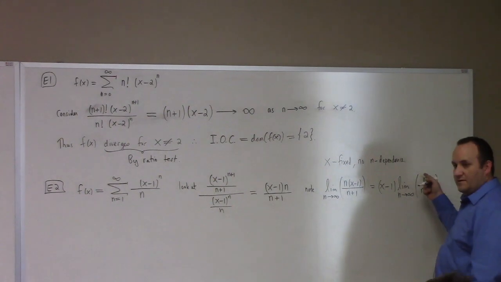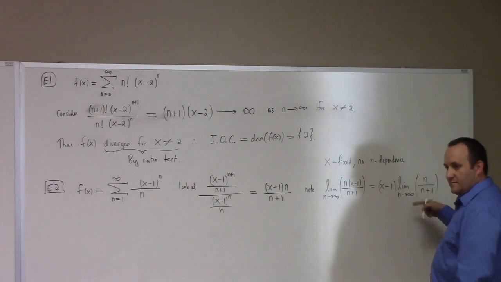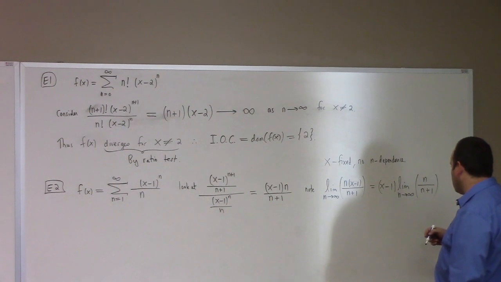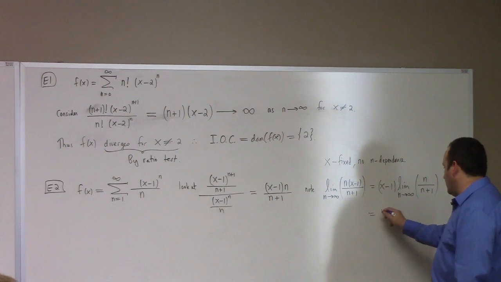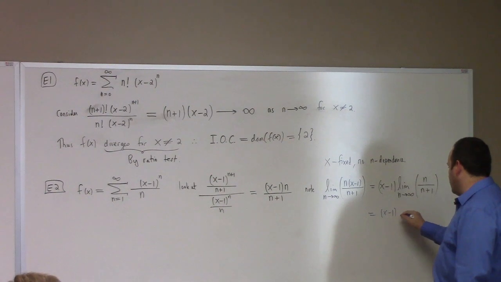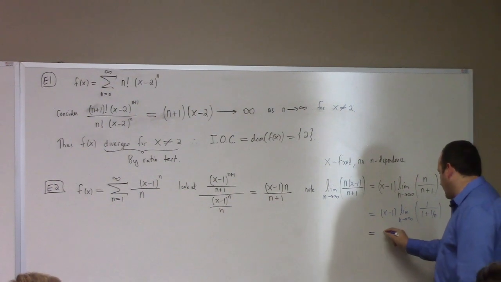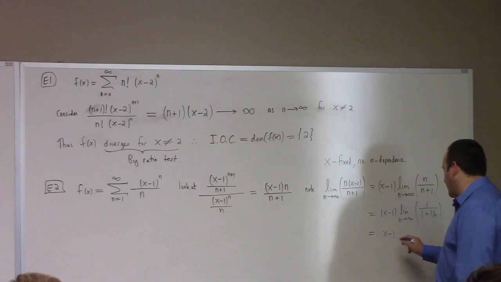You could do algebra, 1 over. I thought infinity over infinity was indeterminate. It is, but here, 1 over 1 plus 1 over n, right? Oh, sorry. But yeah, you could do L'Hopital's rule too. That's fine. I'm not disagreeing with you.